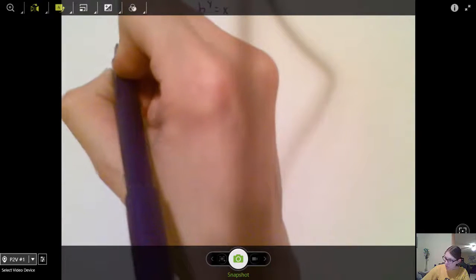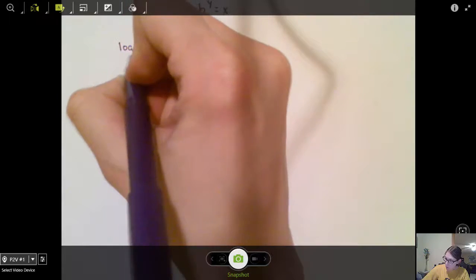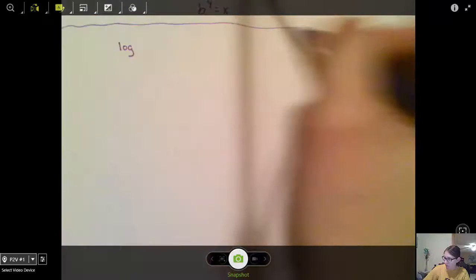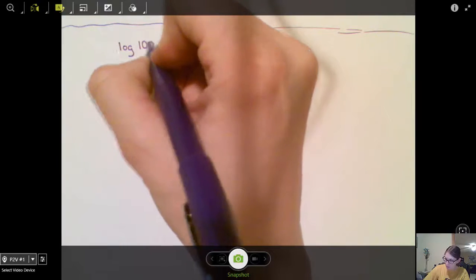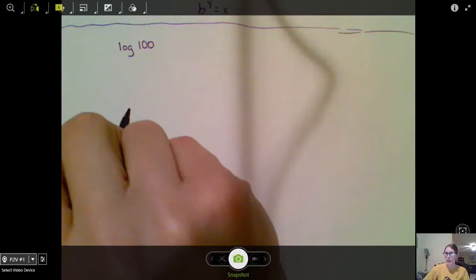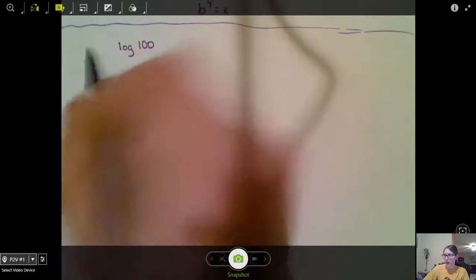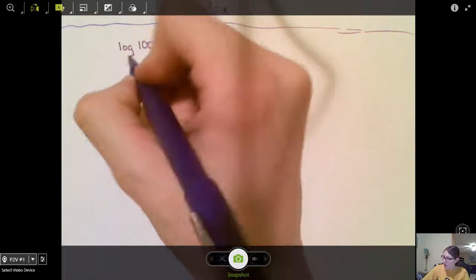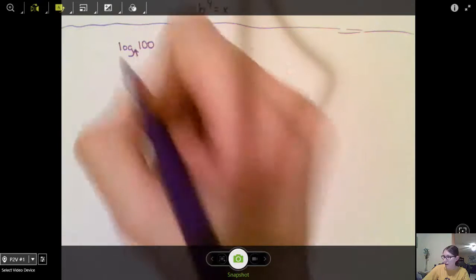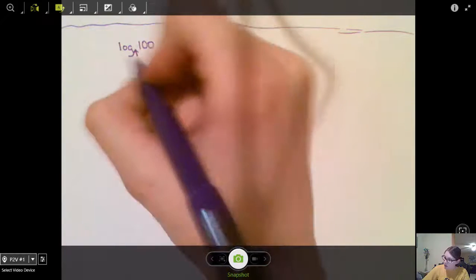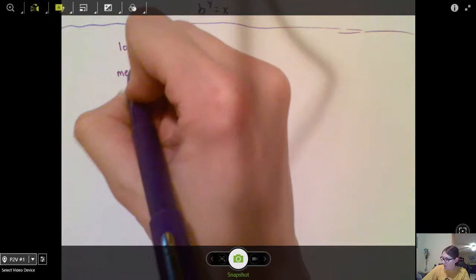Example 3, we are going to look at an application of logarithms. Before we get to that though, sometimes you may just see a logarithm written like this, the log of 100, and the base isn't written. If that base isn't written, it's really a 10.